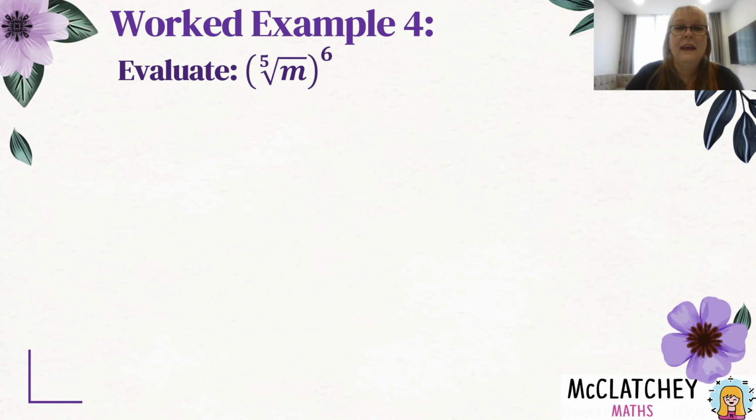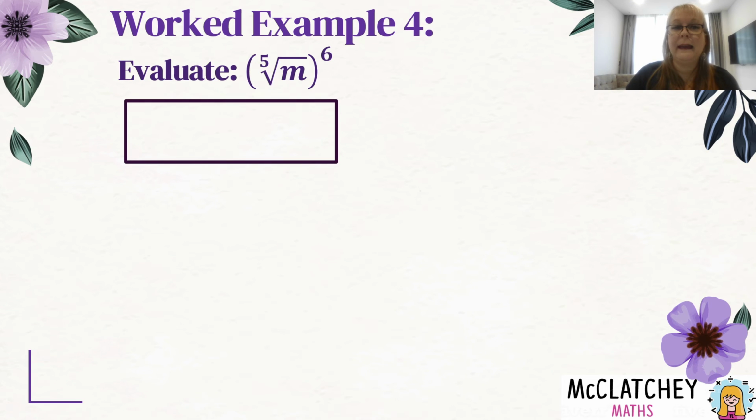And our next example here is evaluating the 5th root of m, all to the power of 6. Now, in this particular case, we've got our index law 3 at play. So we're going to bring this bit here first together. What I want to do is firstly translate this into fractional form. Once I've translated this bit that's in the brackets into index form, then it'll be easier for me to then apply index law 3. So let's do that first.